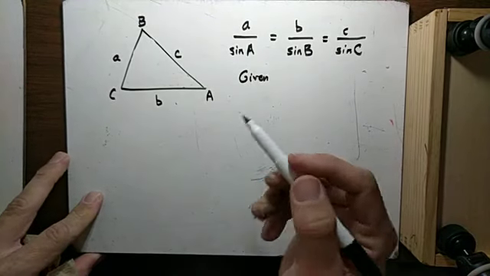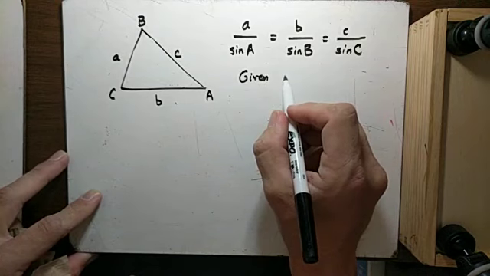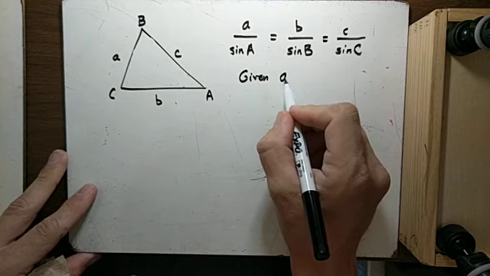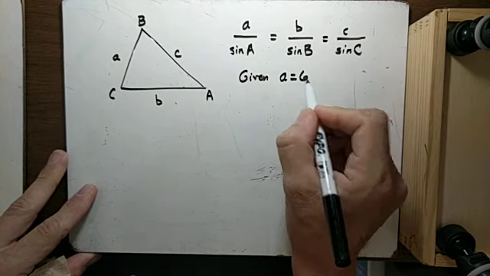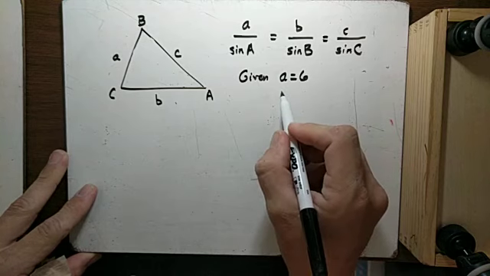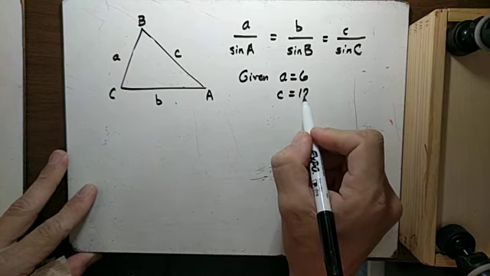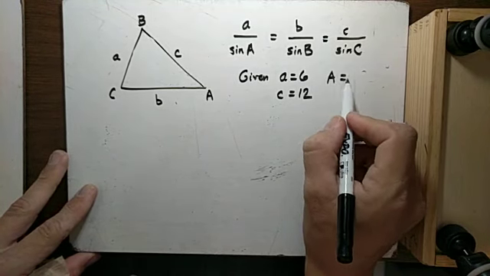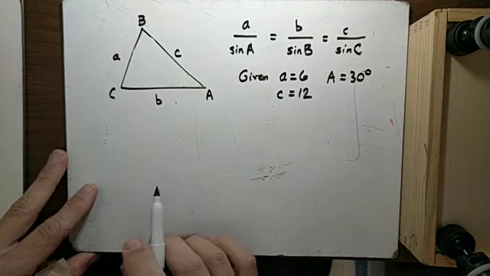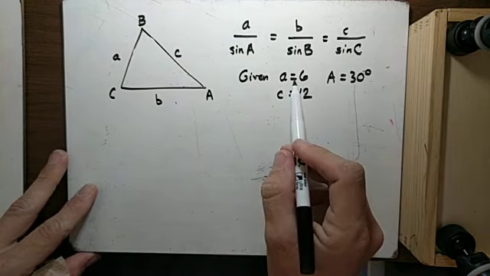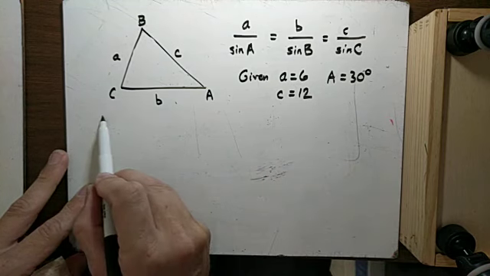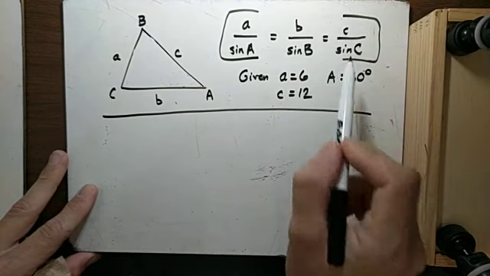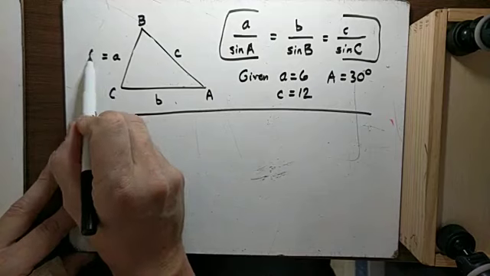All right, let's say we're given side A is 6, and side C is 12. And angle A is 30 degrees. Side A is 6, side C is 12, and angle A is 30 degrees. So again, we're going to have to use this fraction in this one, and we're going to plug in. So let me also, while I'm here, put this stuff up here.